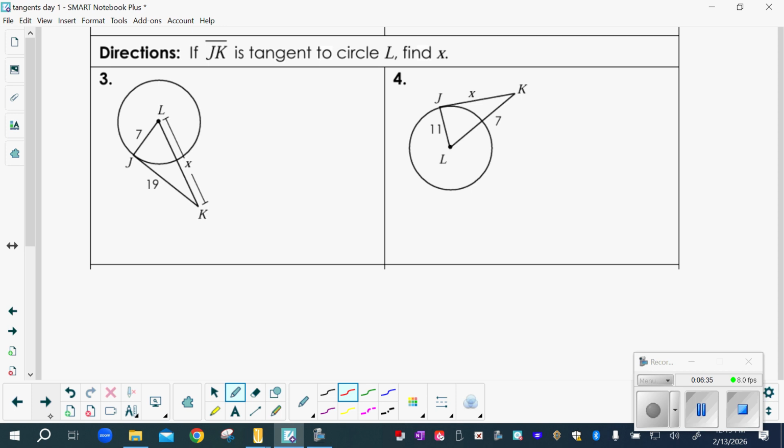Here we go. I'm going to put my little right angle. What's my a going to be? 7. What's my b going to be? 19. You guys are good. And then c, we don't know. We don't know. You got it.